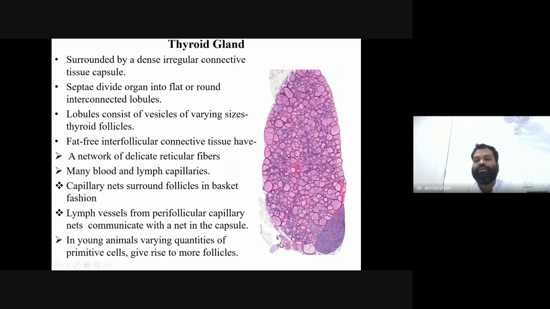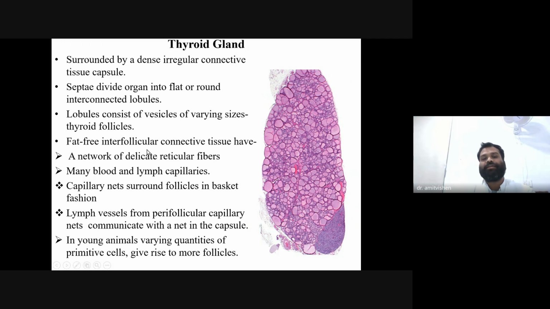This is the capsule of the thyroid gland, and there are septa dividing the thyroid gland. You can see that these septa run from the capsule and divide the thyroid gland into many interconnected lobules. These are the lobules, these are the septa, and lobules consist of vesicles of varying sizes, the thyroid follicles. You can see the varying sizes of thyroid follicles. Some are large, some are medium, some are very small.